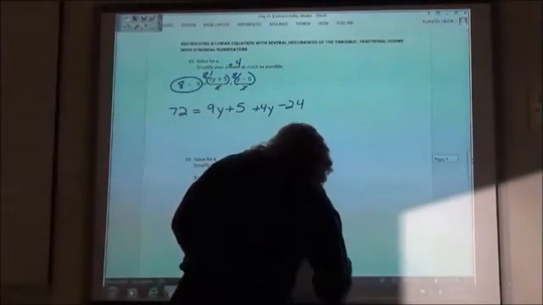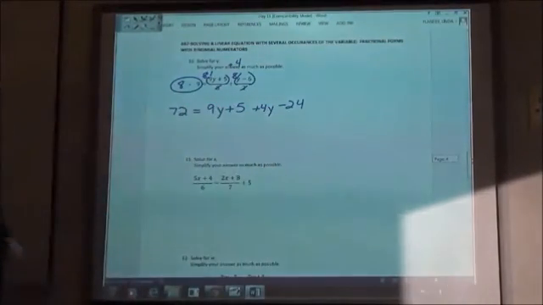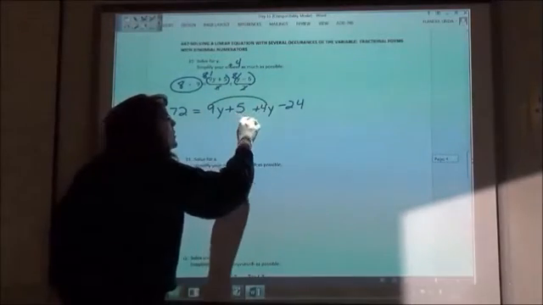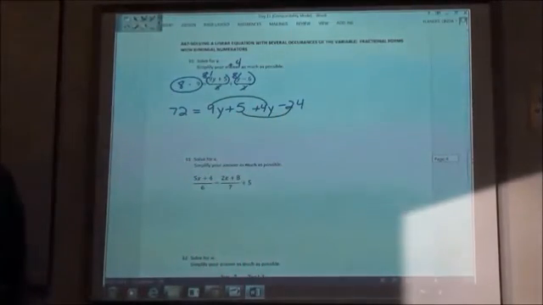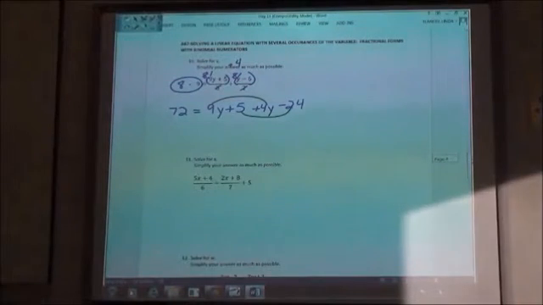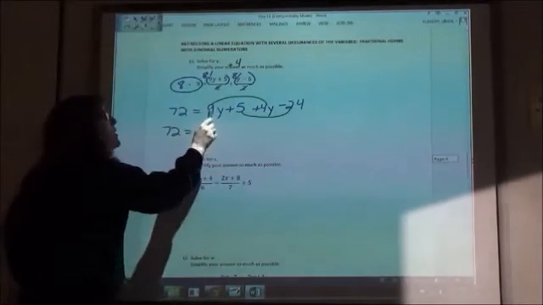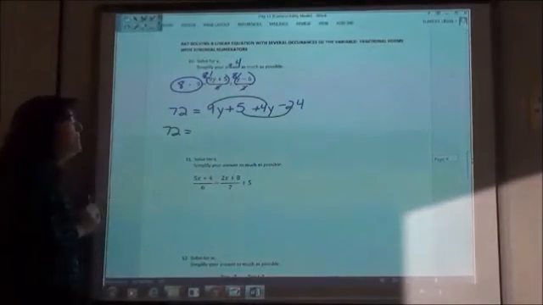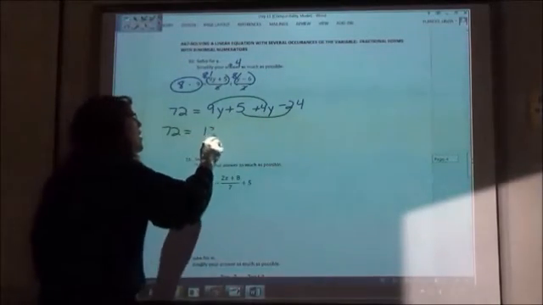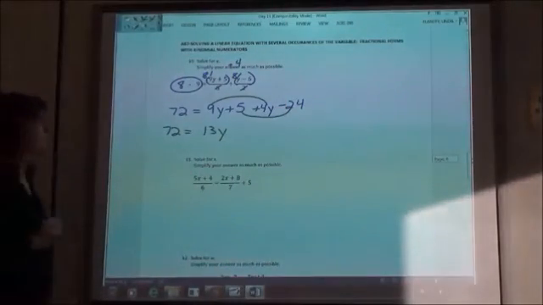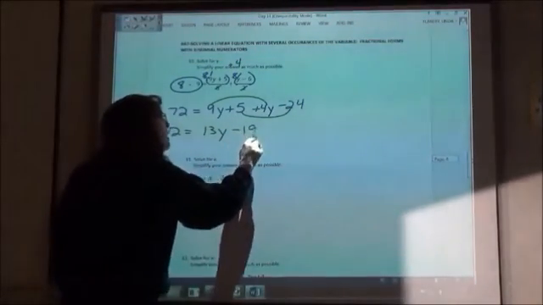Next thing, what do you suppose we should do to solve that? Put the 4 over by the 9. We're not going to move them, but we're just going to put them together because they're on the same side of the equal. So I'm just going to combine them. So 9 plus 4 is 13y. 5 minus 24 is minus 19.